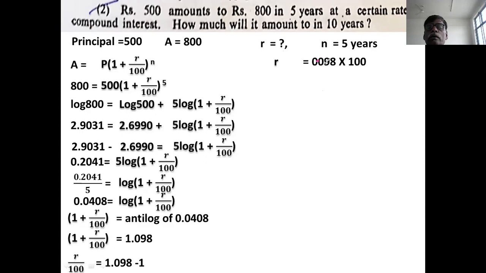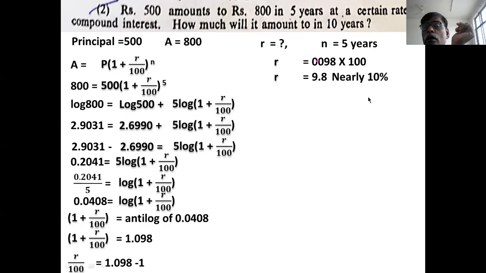Okay. 0.098 into 100 is equal to R, which is 9.8. 9.8% is the R value. Okay, I'll take it as nearly 10%. If you consider the rate as nearly 10%, this is the first stage. This is the first stage where you calculate the rate of interest.